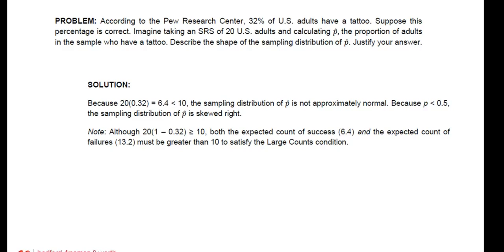So we're not going to find the shape here. We don't really know what the shape is. We don't think it's approximately normal, which is a problem here. I guess you would say it's skewed right. Let's see. Because p is less than 0.5, we think that it's skewed right. The big thing is it's not approximately normal. That's the big thing there.